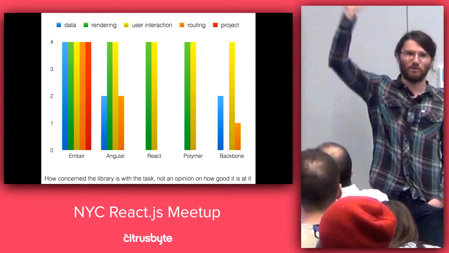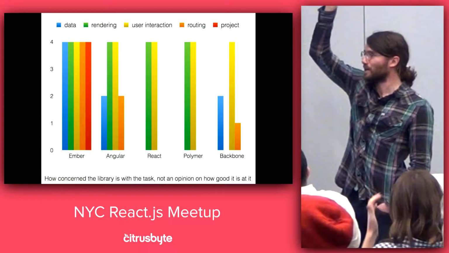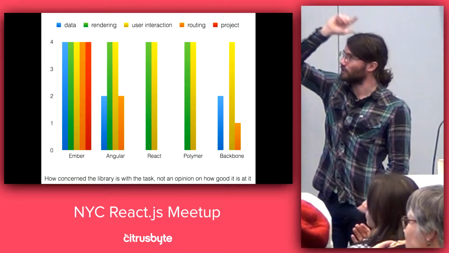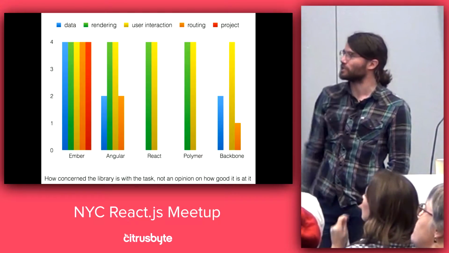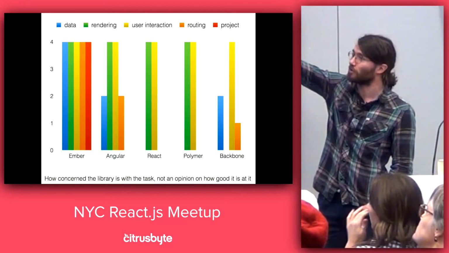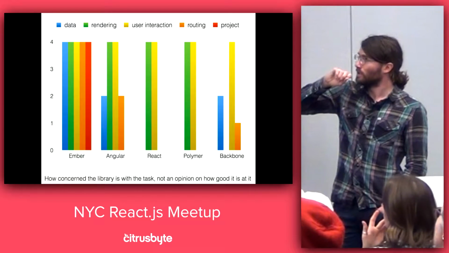It cares a whole lot about how you interact with your data, with your API. It cares a whole lot about how you do your rendering, how you do your user interaction, how you do your routing, and how you organize your project. Note it's the only one that cares at all about how you organize your project.